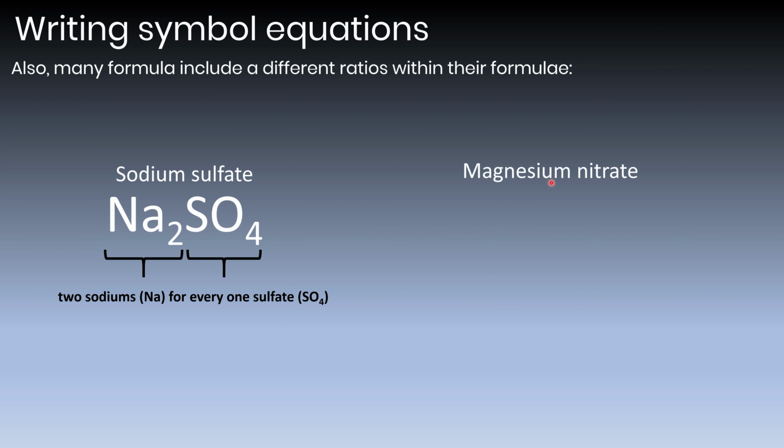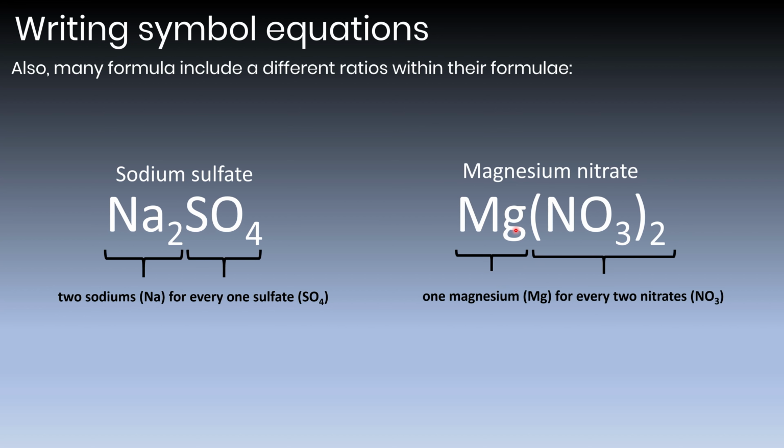Another example would be magnesium nitrate. You might be thinking it's just MgNO3, but that's not the case. There's a ratio within this formula. The formula actually turns out to be Mg(NO3)2, with the NO3 in brackets and a 2 afterwards. This means that we've got one magnesium atom for every 2 nitrates. Nitrate being the NO3 group, and it being put in brackets like this with a 2 afterwards to state that we have 2 of the nitrate group.